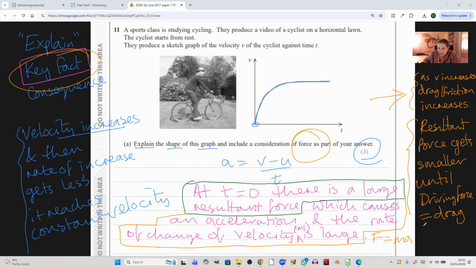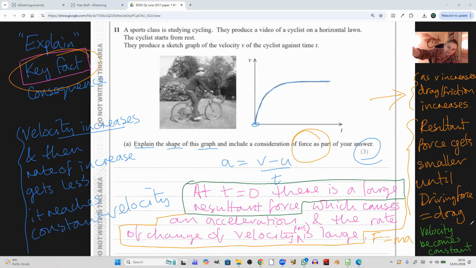What is the consequence of the driving force equaling the drag? Zero resultant force. Yeah, in terms of the thing that we're trying to explain the shape of? Oh, constant velocity. Yay! Cooking with gas. Okay, so yeah, so then can you see my final consequence is that the velocity becomes constant.